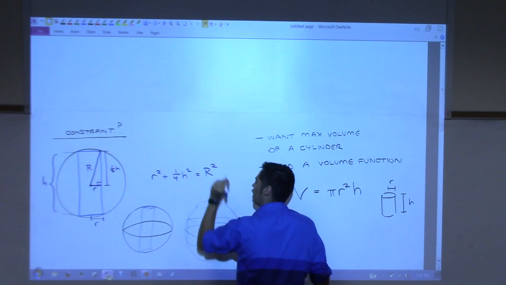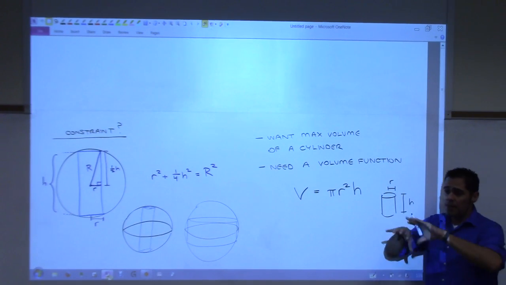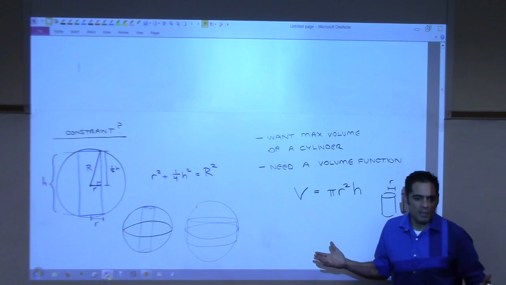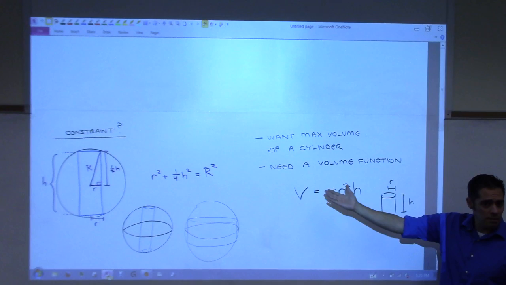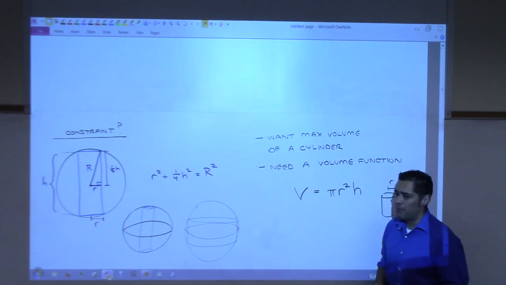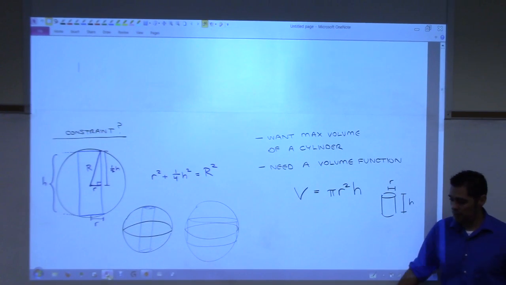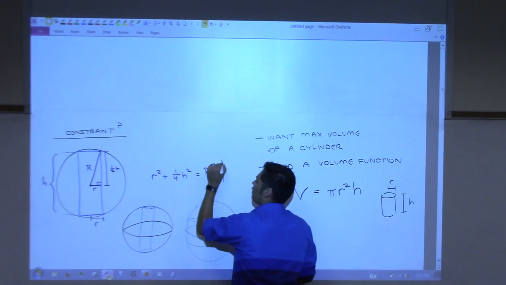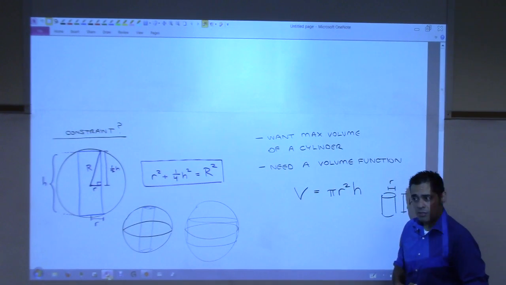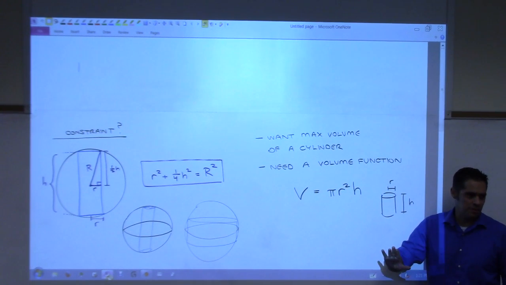Big R squared. Now keep in mind, big R is a constant in the problem. It is not a variable. They told you the sphere has radius capital R, it's fixed. They could have said 5 feet, and then we would just have 5 squared. But they want us to do this in general, so that our answer will be for any sphere. Okay, that's our constraint equation right here. We are free now to solve it for either r or h, and then we're going to take that back and plug it in here. Are there any questions?